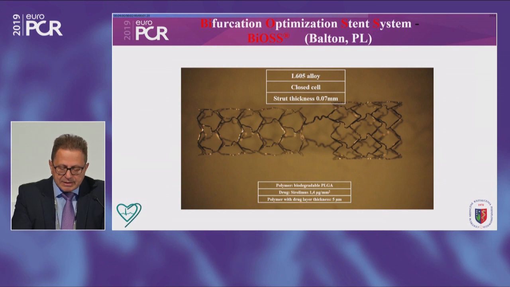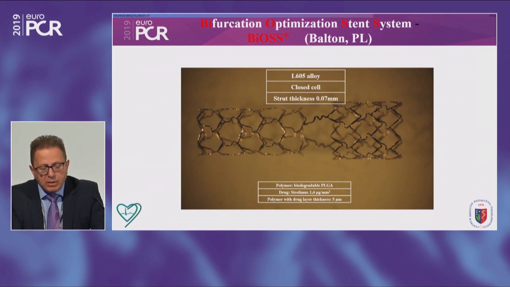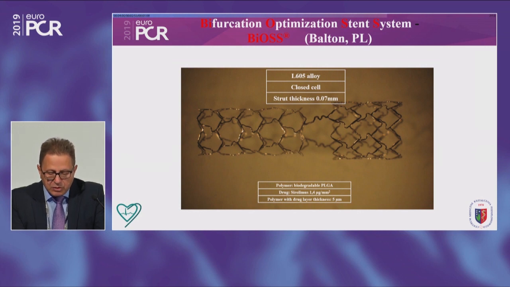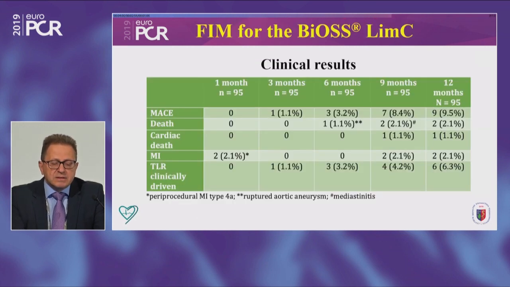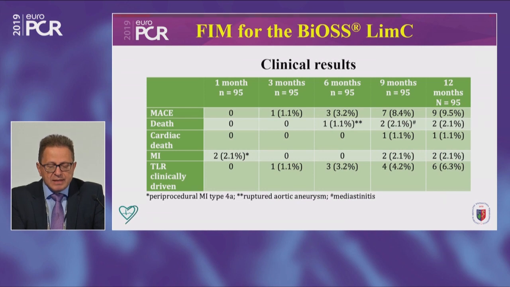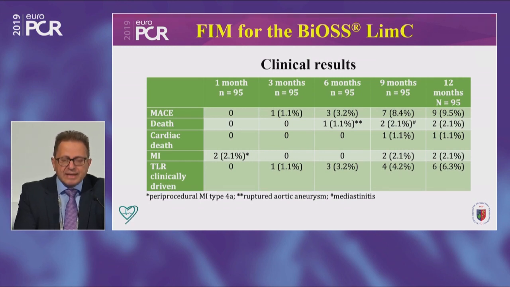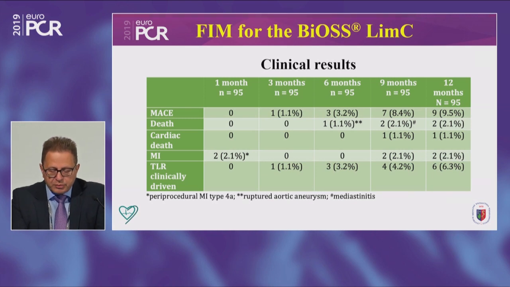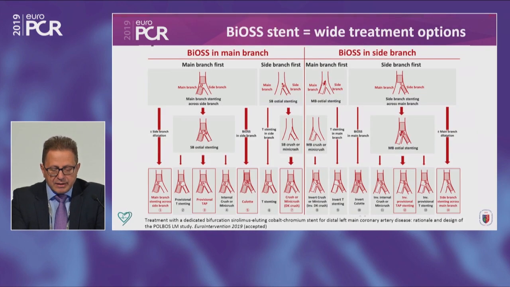That was an old one, stainless steel. Now we have chromium cobalt, 70 micrometer strut thickness, with the same biodegradable polymer and the same concentration of sirolimus. And this is the first-in-man with this particular stent, clinical results for the provisional T-stenting population. You can appreciate that the final results after 1 year were at least acceptable in both groups, left main and non-left main.